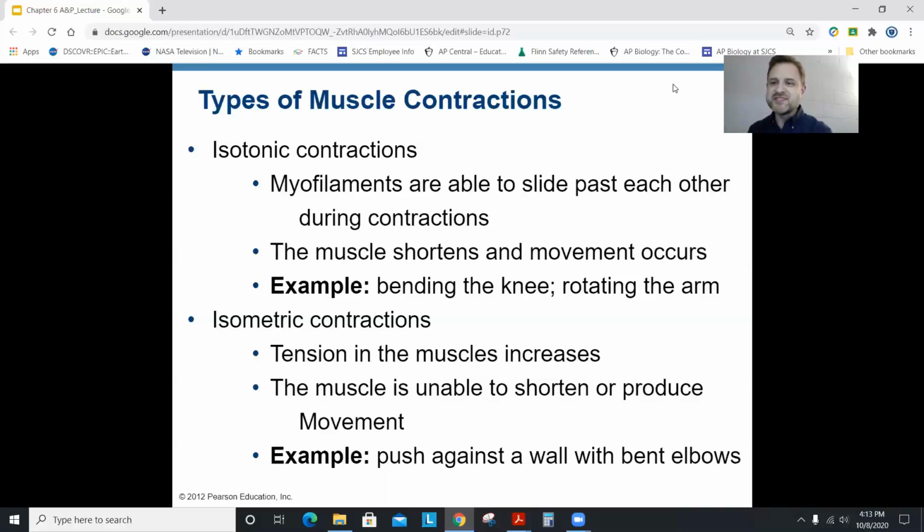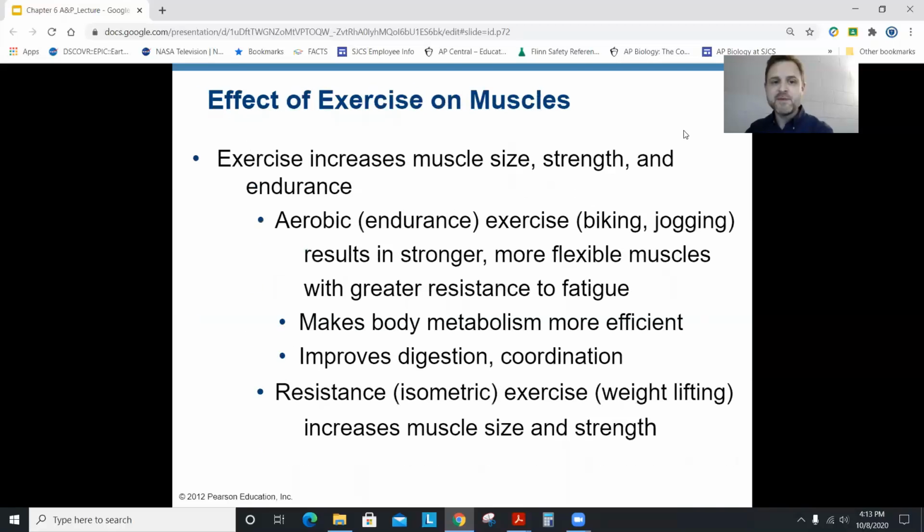Isometric would be when there's tension in the muscle, but it's not actually moving. So imagine you were putting your hand up against a wall and just pushing the wall. You're not moving, the wall's not moving, nothing is moving, but the muscle's still contracting. But there's no shortening of the muscle. So again, push a wall with bent elbows, the muscle is still tense, but it's not shortening. We mentioned the two types of contractions because it gets into the different types of muscle movements.